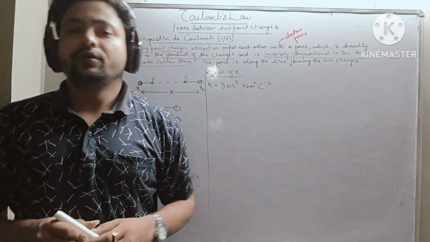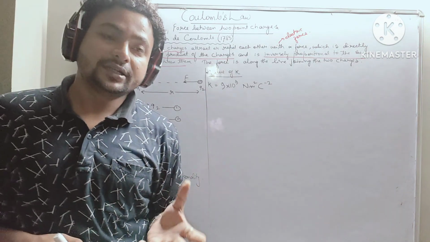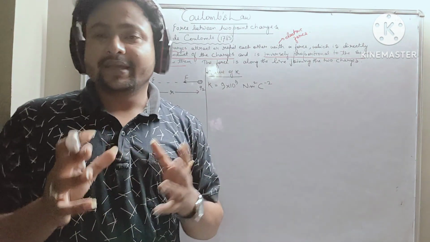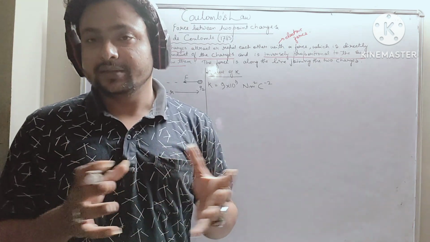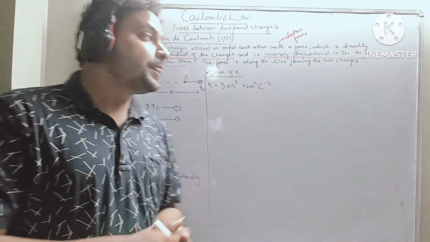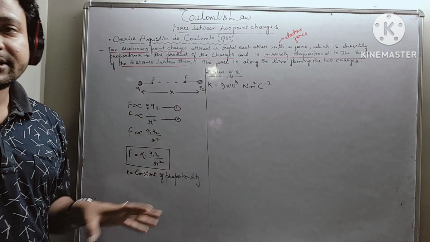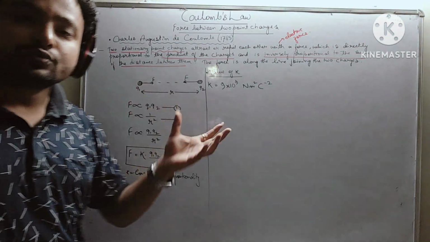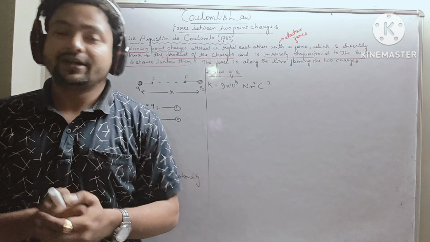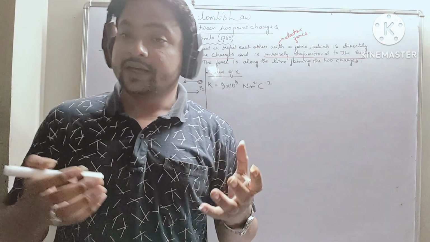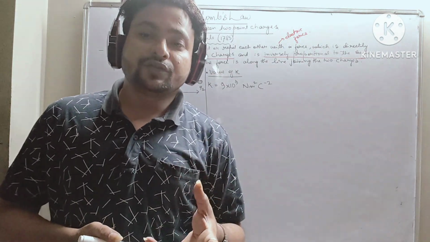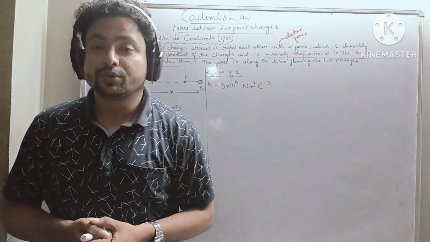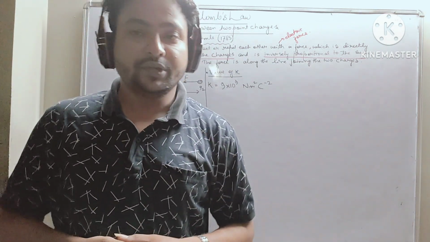Those who are following this video, I hope those who have already studied gravitation can find a very striking resemblance between Coulomb's law and the gravitational law. Gravitational law was given by Newton. It says that if we have two masses, they will always attract each other with a force known as the gravitational force, which is proportional to the product of the masses and inversely proportional to the square of the distance of separation between them.